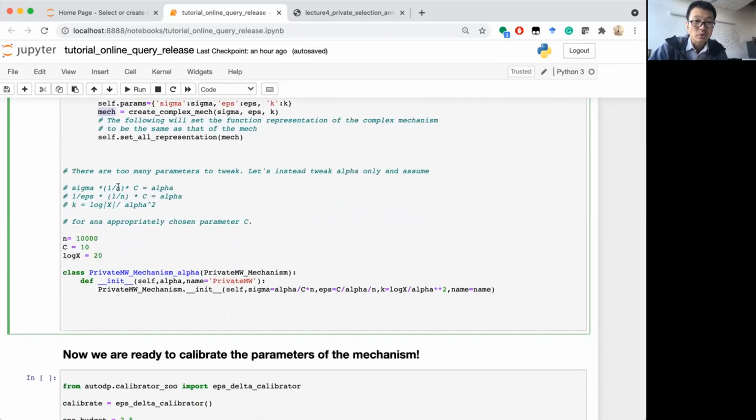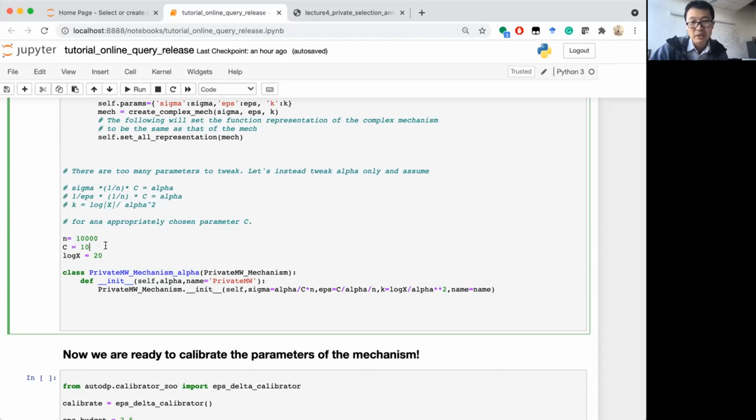Okay, so to instantiate these equations, let's set this n to be 10,000. So this is the size of the data set. I'm just cooking this up, and you should obviously plug in the size of the actual data set here. And this C parameter is some numerical constant that captures the logarithmic factors and the constant factors from the analysis.